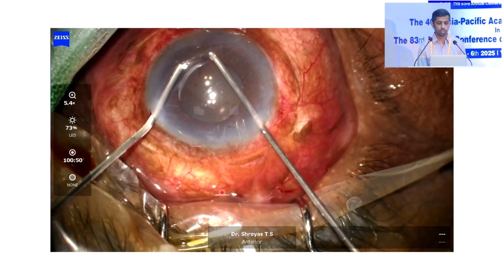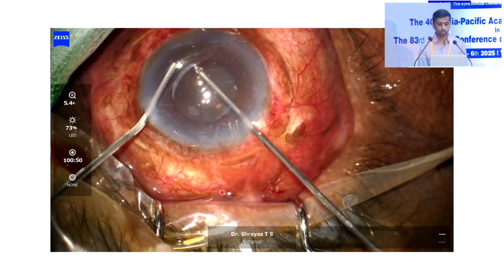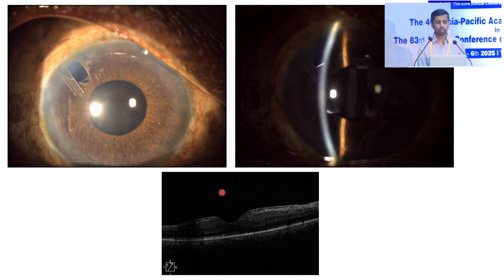Subsequently, this patient also received intravitreal triamcinolone. So this is 2 weeks post-op. We can see that the pupil is nicely round. There is no vitreous at the tube site, and the cystoid macular edema had completely resolved.